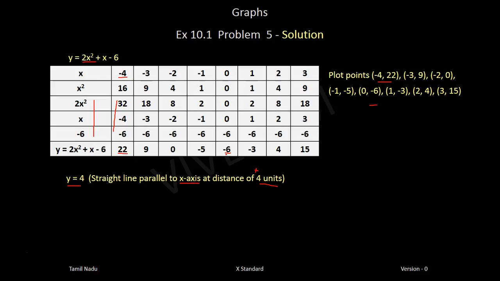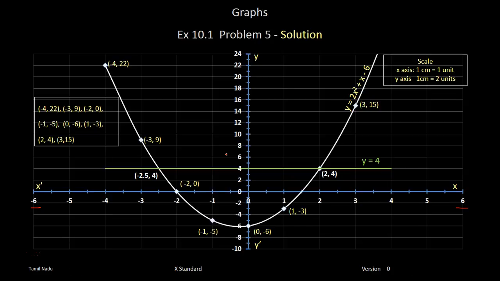So on the negative side, we don't need to go more than minus 8, right? So I've taken it up to minus 10. On the y-axis, 1 centimeter is 2 units, right? So I've taken 0, minus 2, minus 4, minus 6 up to minus 10, because we have only values up to 6. And on the positive side, 0, 2, 4, 6, 8, 10 up to 24. 1 centimeter is 2 units on the y-axis. So that is our scale, right? Now the x-axis and y-axis are done.